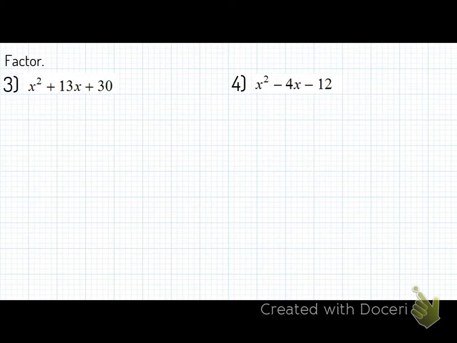Okay, here we go, number 3. I'm going to hide number 4. We're going to do number 3 together, so let's write number 3 in your notebooks. Everyone's writing number 3 in their notebooks.